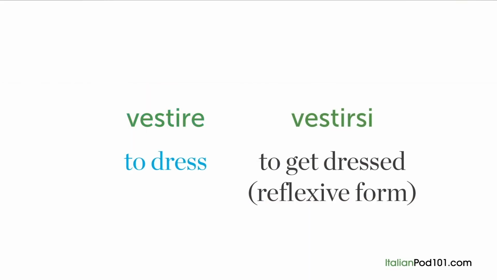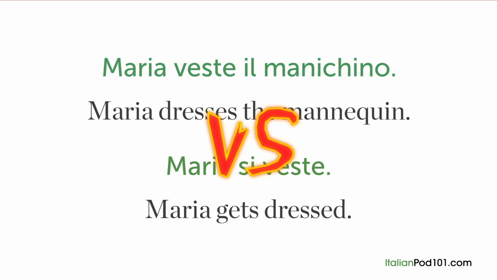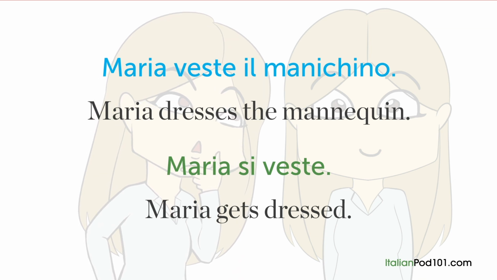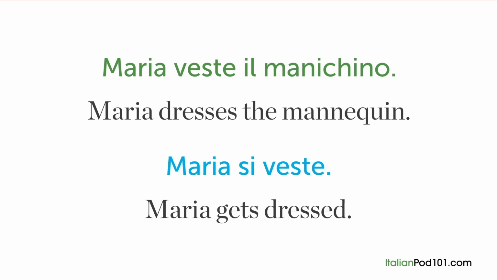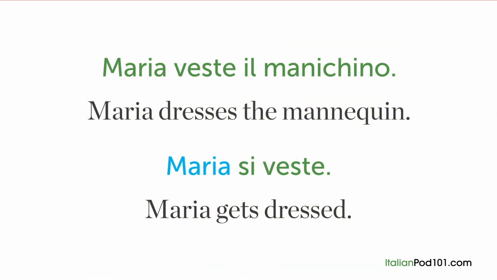Reflexive verbs, when conjugated, are preceded by a reflexive pronoun that agrees with the subject. Let's see an example. Vestire, to dress, versus vestirsi, reflexive form, to get dressed. Maria veste il manichino, versus Maria si veste. In the first example, the object of the verb vestire is the mannequin, while in the second sentence, the object is Maria herself. Subject and object coincide.